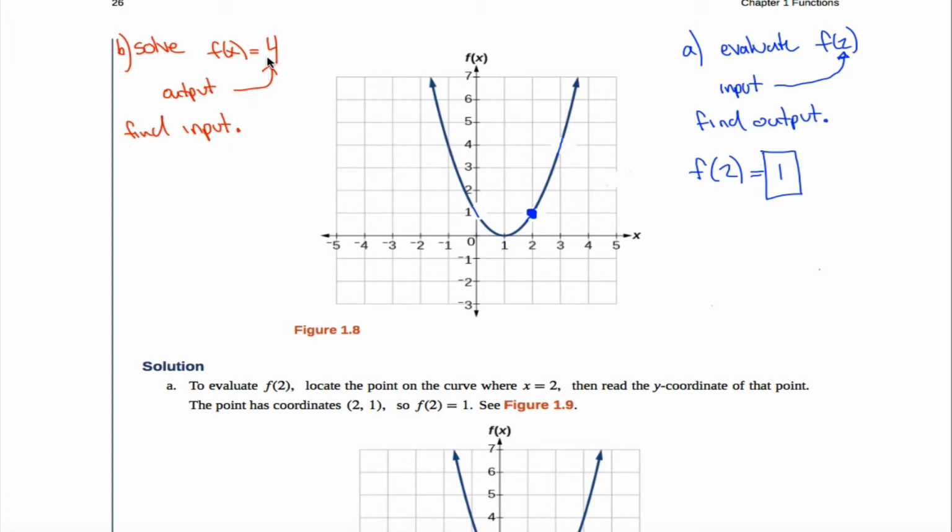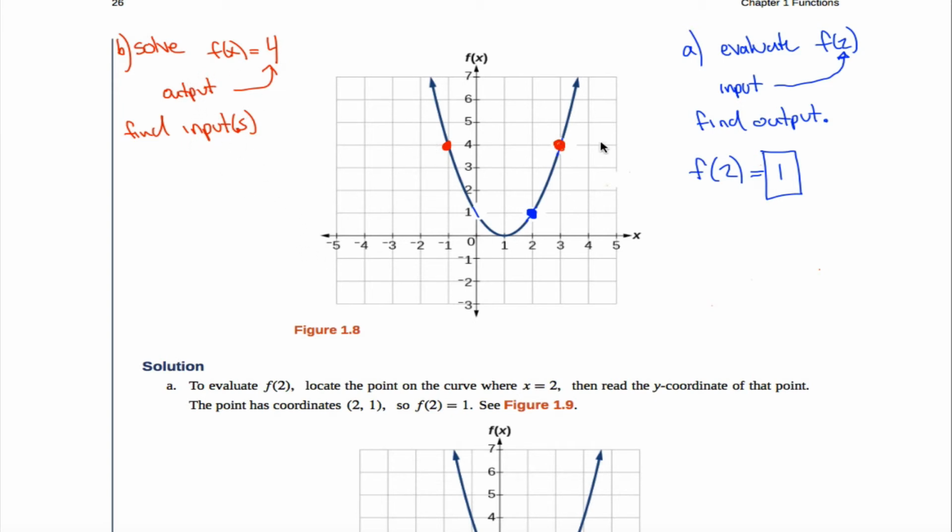Well, the output is the height, the y-coordinate. Well, the y-coordinate is 4 right here. So what spots on the graph have a height equal to 4? Well, it looks like I got one over here, but wait, there's another one over here. So I got 2 different spots. That's totally fine. Maybe I'll even say find inputs, because there can be more than one. If there's more than one, that means your function is not 1-to-1, but that's okay.